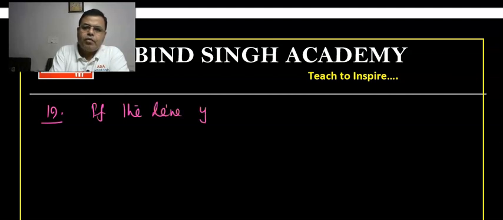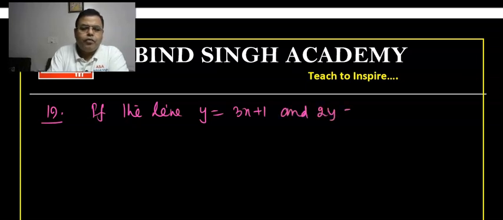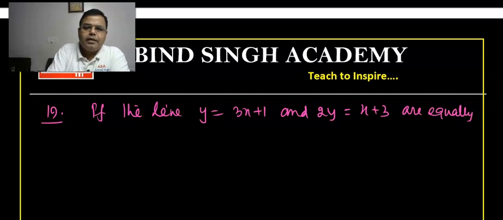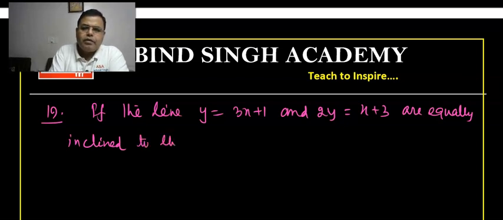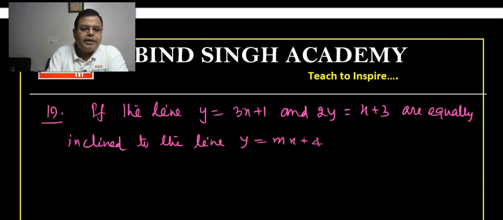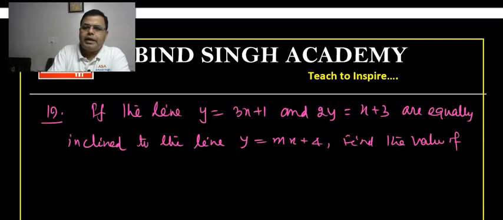If the lines y is equal to 3x plus 1 and 2y is equal to x plus 3 are equally inclined to the line y is equal to mx plus 4, find the value of m. So if a line is equally inclined with two lines, then find the value of m.